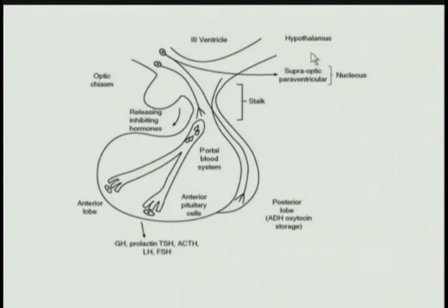Now, the hypothalamus is what produces the hormones of the posterior pituitary. The posterior pituitary does not produce any hormones itself. Those hormones get produced in the hypothalamus, right up here. For example, antidiuretic hormone gets produced here, and then it gets stored in the posterior lobe of the pituitary. So the posterior pituitary doesn't produce any hormone. It's a storage site for antidiuretic hormone, oxytocin, and so forth.